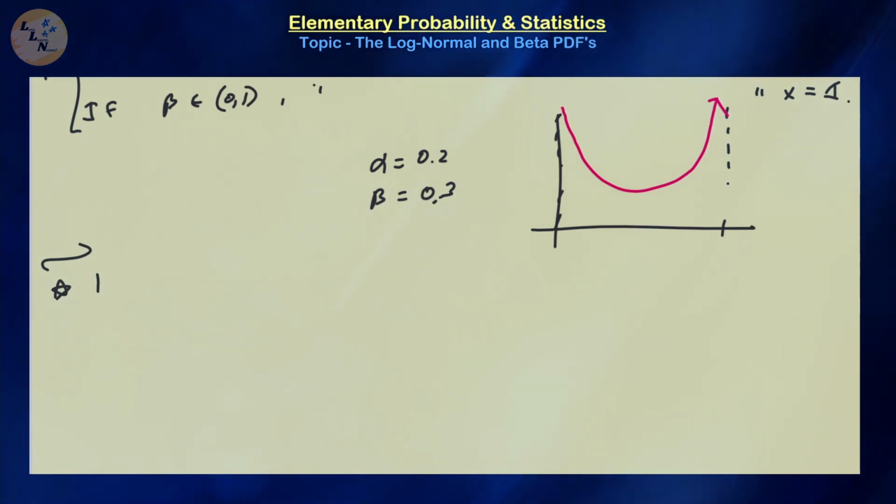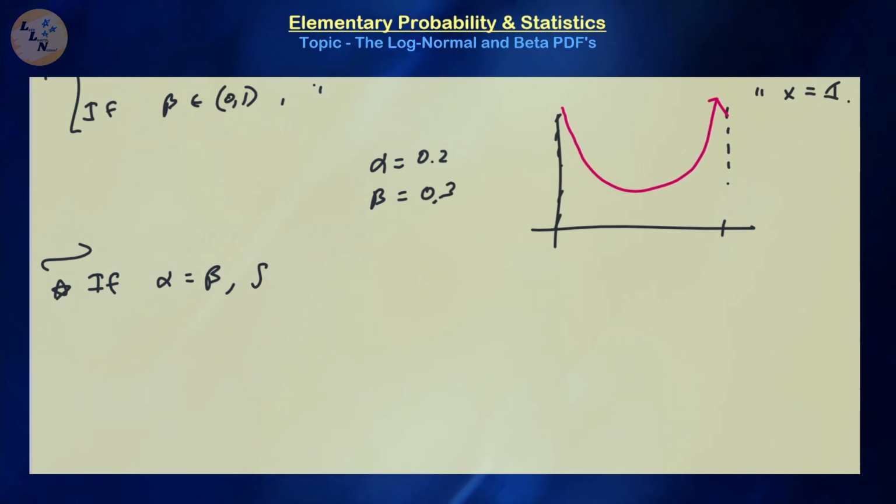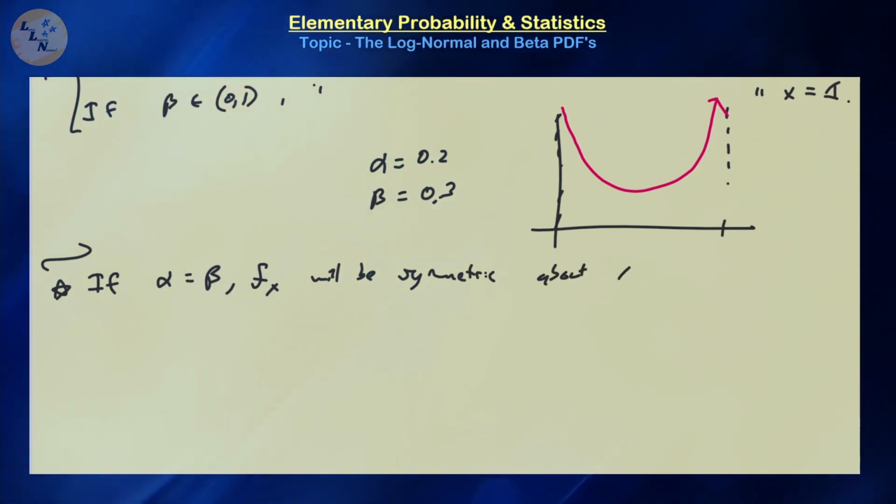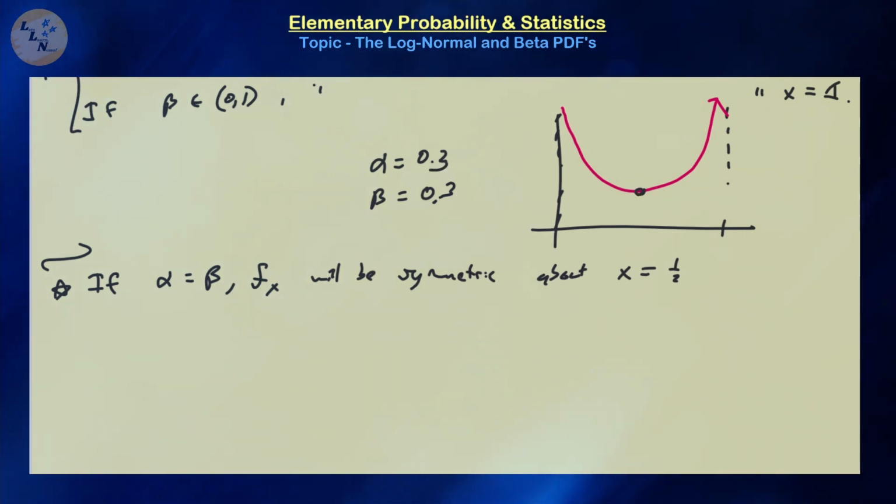A very important characteristic is if alpha and beta are equal to each other, then f of x will be symmetric about the line x equal to 1/2. So if alpha and beta are both equal to, say, 0.3, then that minimum is actually going to be at 1/2, right? But if alpha and beta are between 0 and 1, and one is bigger than the other, then it's going to be slightly skewed either to the left or to the right.